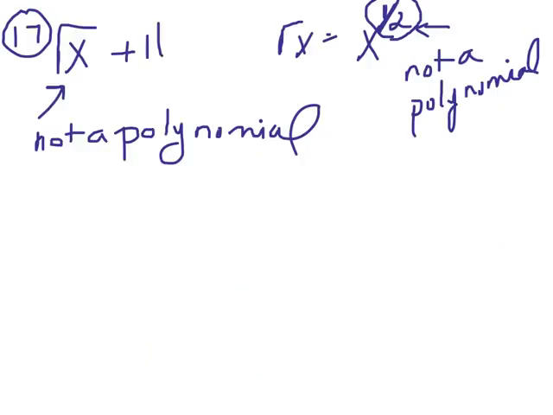Two things that we've seen so far: variable in the denominator, not a polynomial. Variable under a radical, not a polynomial. So that's why I'm pointing these out.